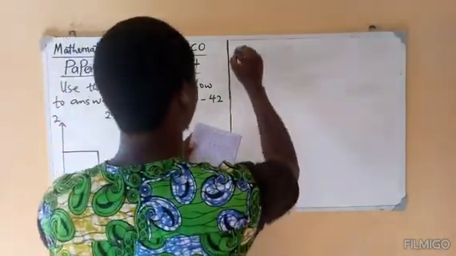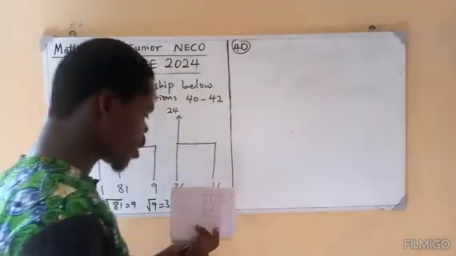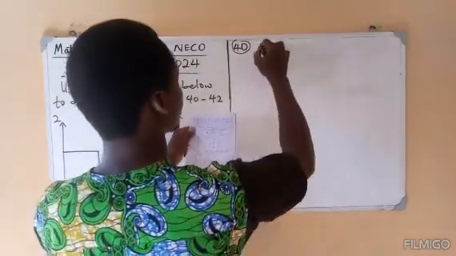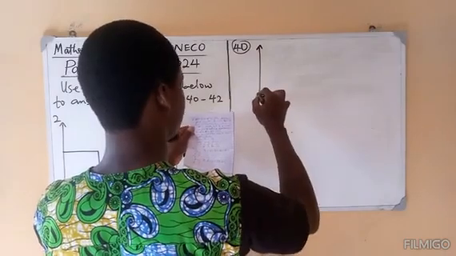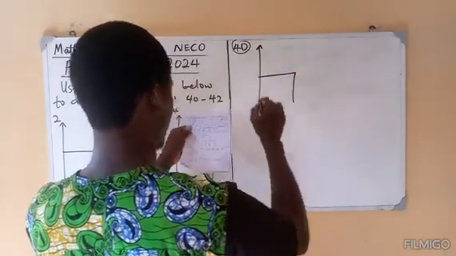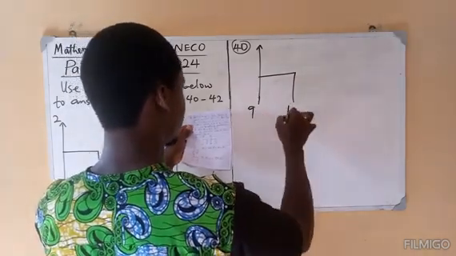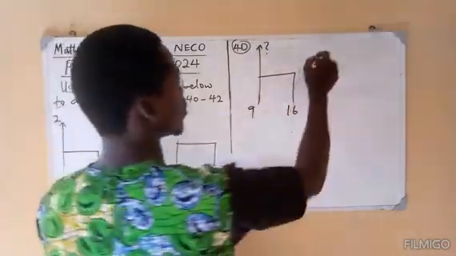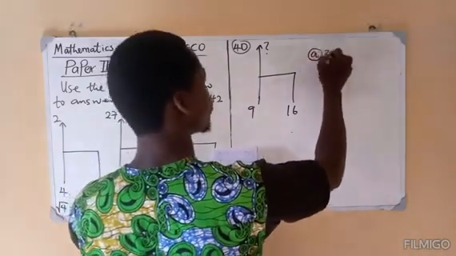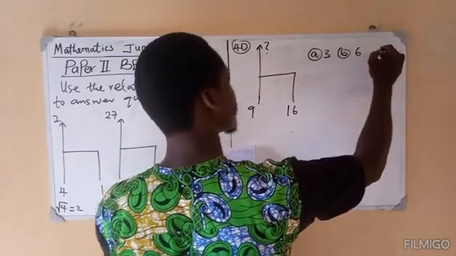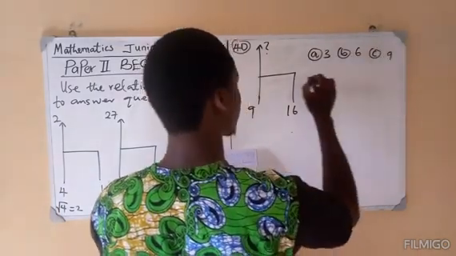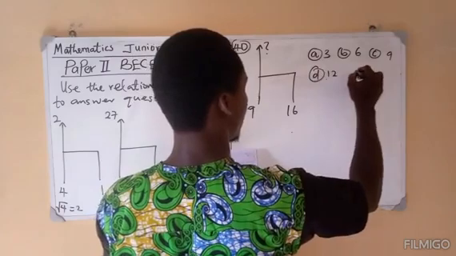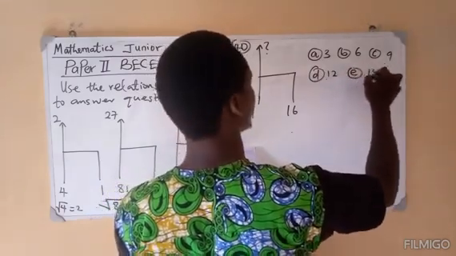Now, question number 40. Question number 40 says, you have the diagram. We have 9 here, 16, and then we are asked to find this side. We have a question mark there. So the options given are A, 3, B, 6, C, 9, D, 12, and E is 15.